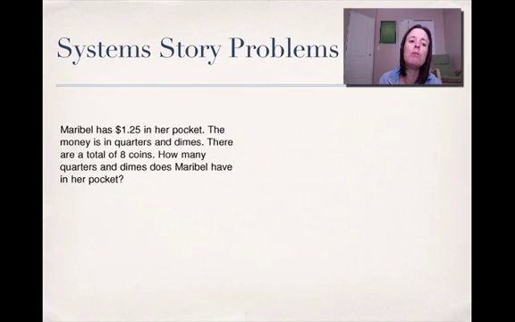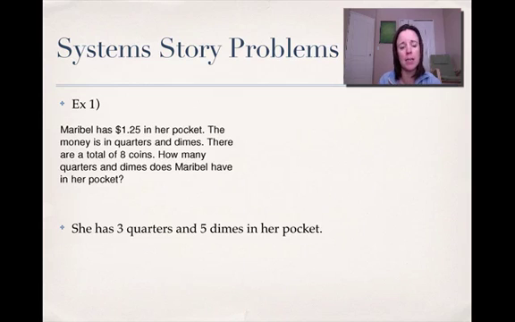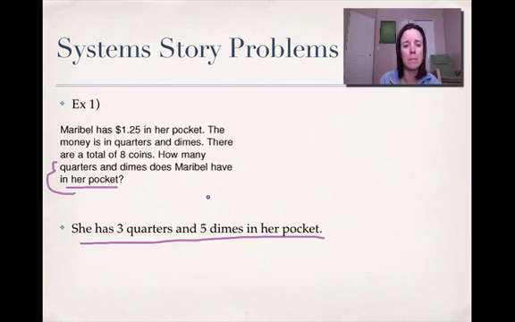When you answer story problems, you want to make sure that you put your answer in context. For instance, here we would say she has 3 quarters and 5 dimes in her pocket, because the question asks how many quarters and how many dimes she has in her pocket. We've answered our question, we've shown our work, we are done. Let's look at another one that's also very common.